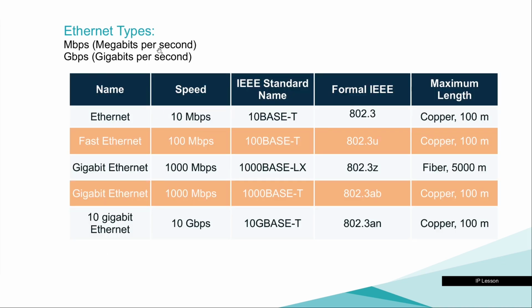Those are some types of Ethernet cables. We have Ethernet, Fast Ethernet, Gigabit Ethernet, and 10 Gigabit Ethernet. Ethernet is 10 megabits per second, Fast Ethernet is 100 megabits per second, and 10 Gigabit Ethernet is 10 gigabits per second. Those are the IEEE standard names, the formal names, and the maximum lengths. Most copper cable will run up to 100 meters. If we have a distance larger than 100 meters, we can use fiber, because fiber can run up to 5000 meters.